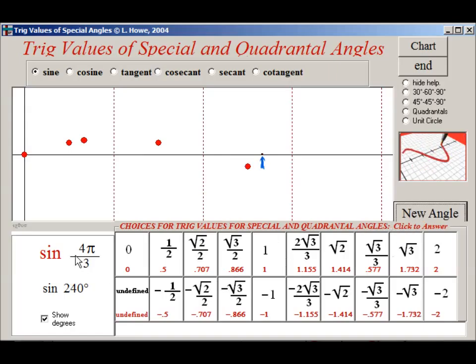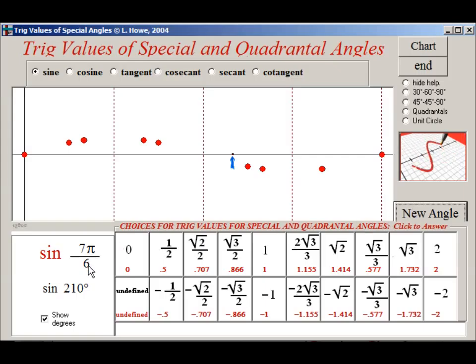New angle, 4 pi over 3, it's going to be the same as pi over 3, except it's going to be in the third quadrant, so it's going to be going down. So it's going to be negative the square root of 3 over 2. Again, negative the square root of 3 over 2. 2 pi over 3 is going to be the same as pi over 3 in the first quadrant. New angle, sine of 2 pi is 0.